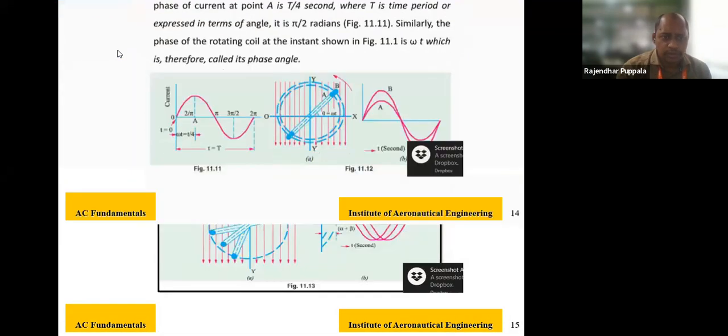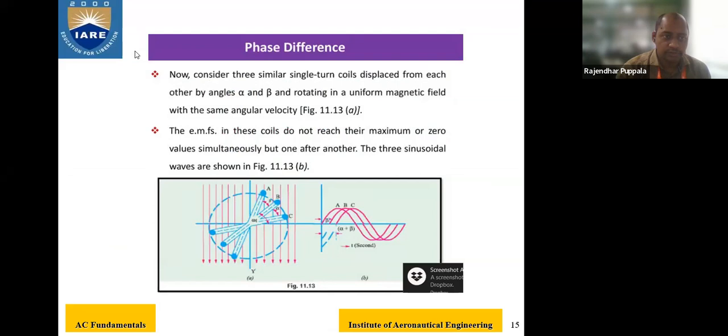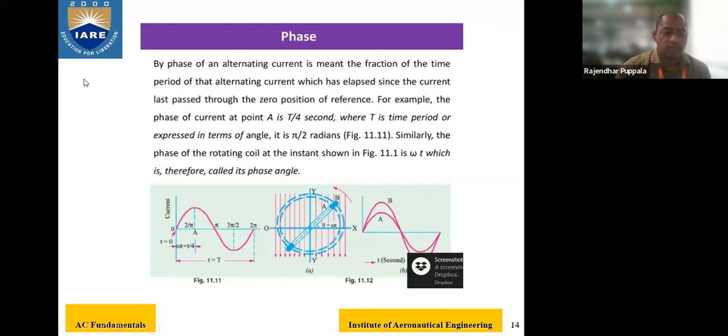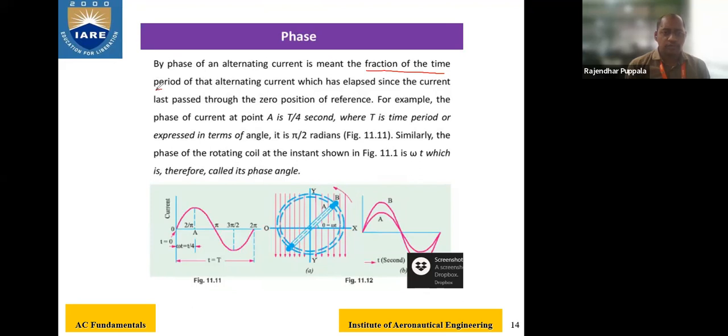The next topic is the phase. Here, see the definition for phase. It means the fraction of the time period of the alternating current which has elapsed since the current last passed through the zero position or the reference.